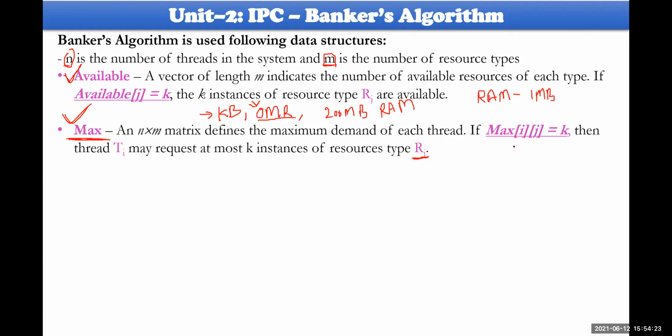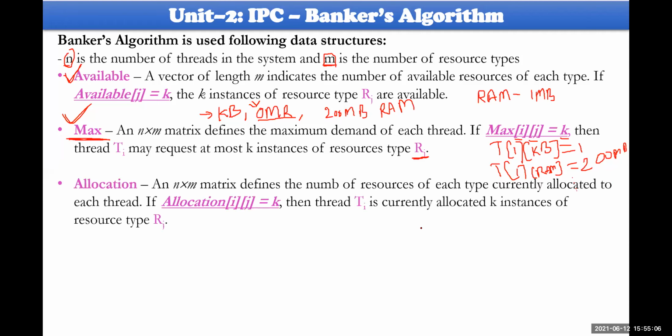So for the ith thread, the jth resource will be required as k. That is the meaning, as I just said. For thread 1, the resource type keyboard is equal to 1; 1 is required. Similarly, for thread 1, for resource type RAM, the maximum amount of random access memory required is 200 MB, and so on. It is maintained in such a way for thread 2, thread 3, and so on.